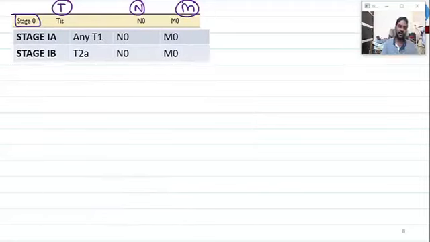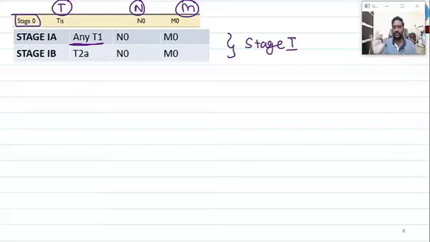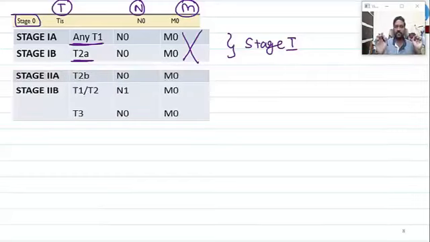Then stage 1, we have stage 1A and stage 1B. In stage 1A, any T1, N0, M0. So it can be T1A, T1B, anything. No node status, so no need to worry about metastasis up to stage 4. So that is an easy clue. Stage 1B, there will be T2A. So it has gone into T2, the tumor size has increased, and now it is T2A, N0. So this is stage 1.